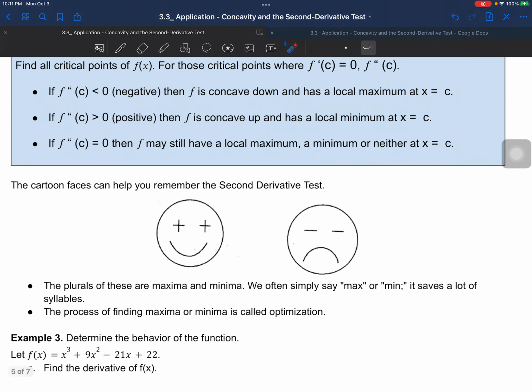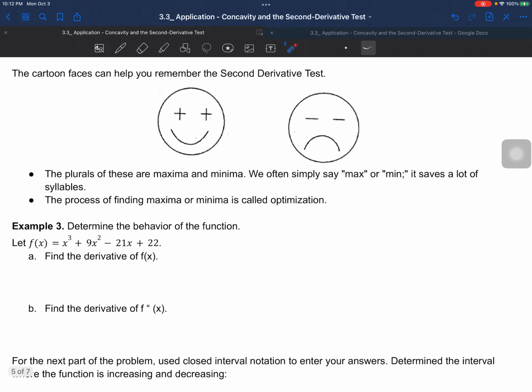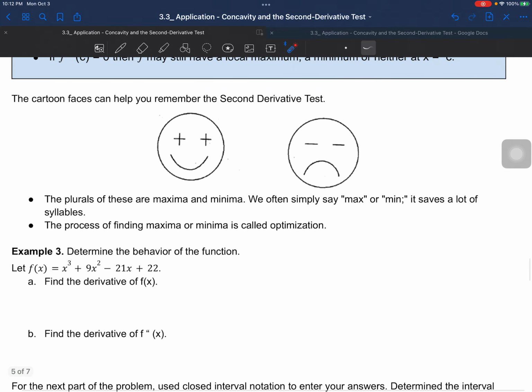One way we can think about the second derivative test is that if your second derivative is positive, then you have a happy face. If your second derivative is negative, negative meaning sad, then you have a sad face, a concave down. So that's a good way for us to think about it. All right, we're going to try example 3 on the next video.